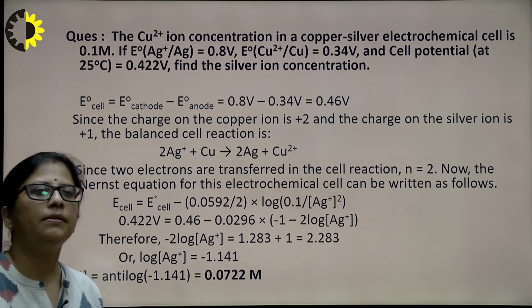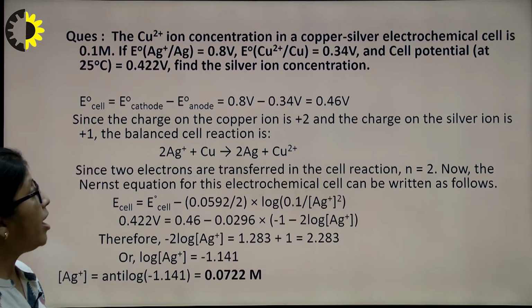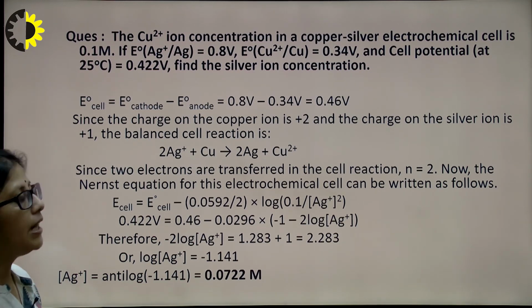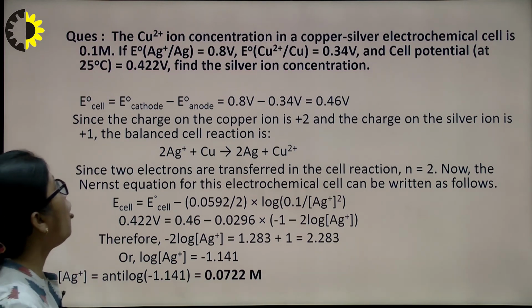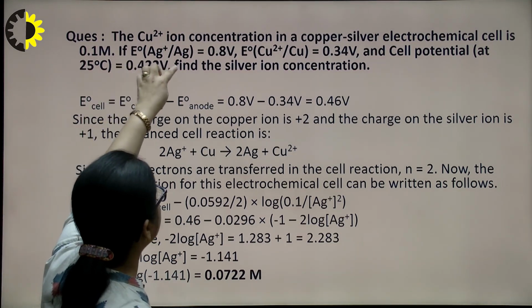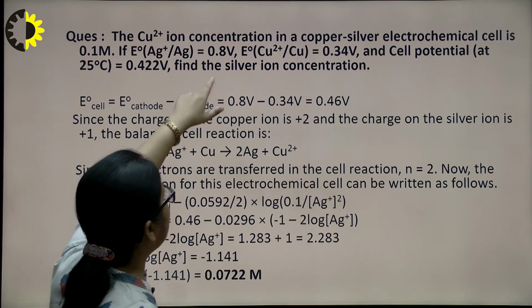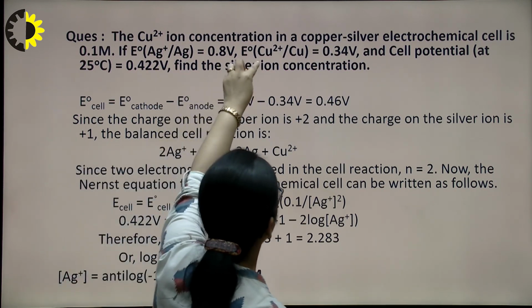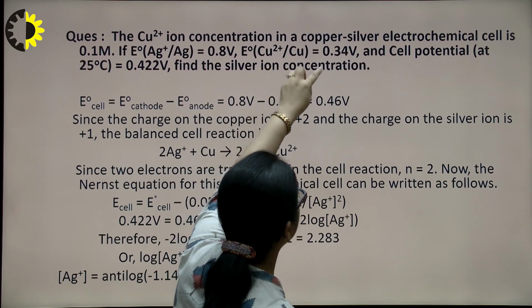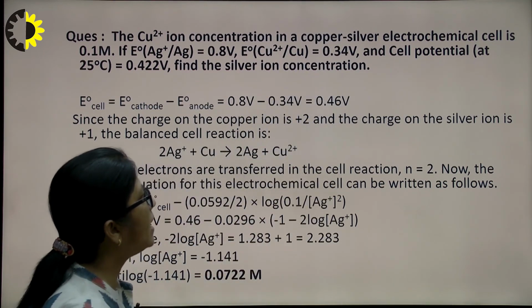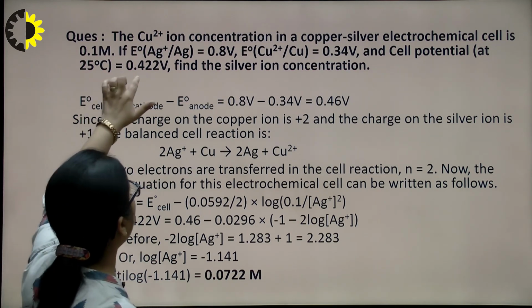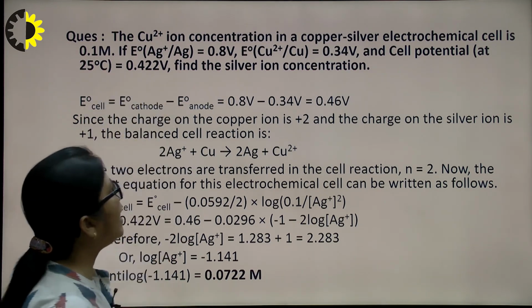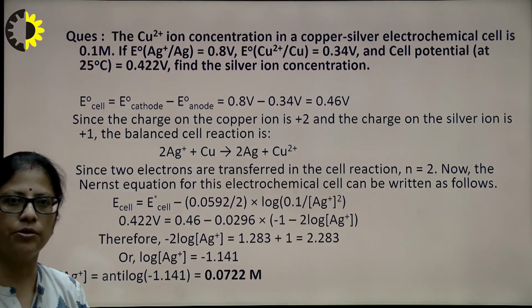Another example, the copper ion concentration in a copper silver electrochemical cell is 0.1 molar. If E naught of reduction Ag plus to Ag is 0.8 volts and E naught for copper, that is again reduction potential, copper plus 2 to copper is 0.34 volts, and cell potential at 25 degrees centigrade is 0.422 volts. Find the silver ion concentration.